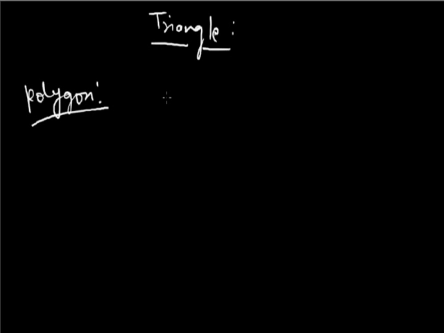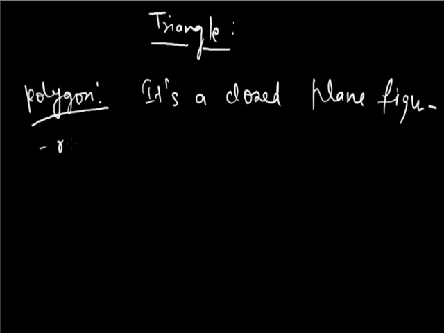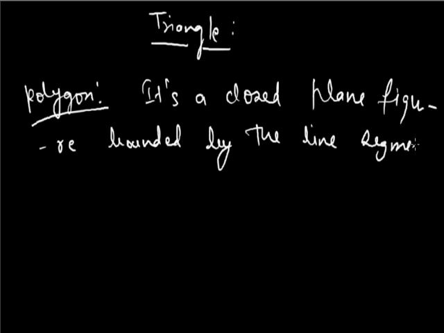Today we are going to discuss our second topic of geometry, which is triangle. First of all, let us understand what a polygon is. A polygon is a closed plane figure, a geometrical figure bounded by line segments.